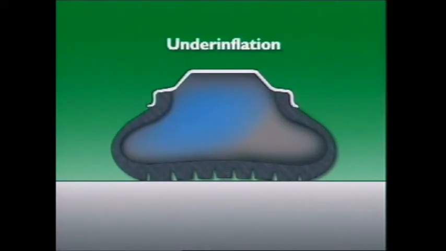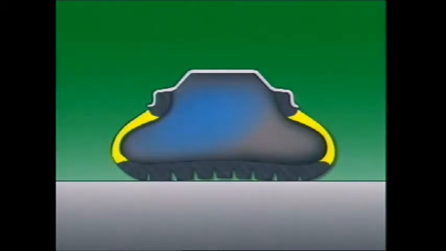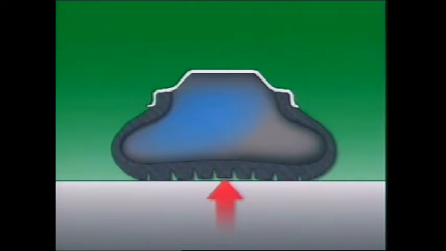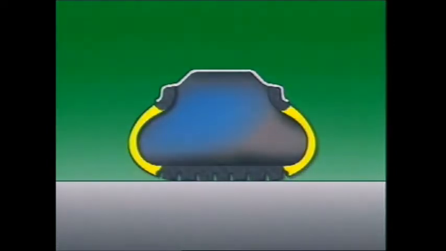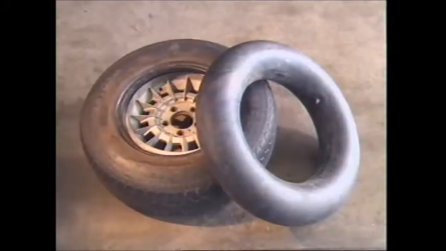Sidewalls of an underinflated tyre flex too far, which pushes the centre section of the tread up and away from the road surface. This causes wear at the shoulders of the tyre. In an overinflated tyre, the sidewalls are straightened, which pulls the edges of the tread away from the road and causes wear at the centre of the tread.